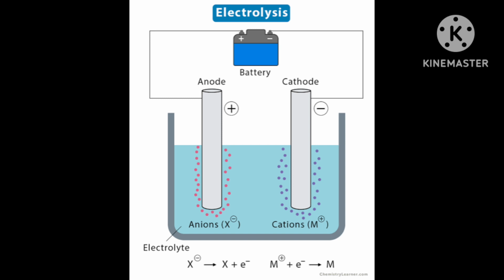For the degree of dissociation, you require two values: the molar conductivity, and the molar conductivity at infinite dilution. Lambda m divided by lambda m infinity. Just put the values and you will get the alpha value. You want both values, lambda m and lambda m infinity.